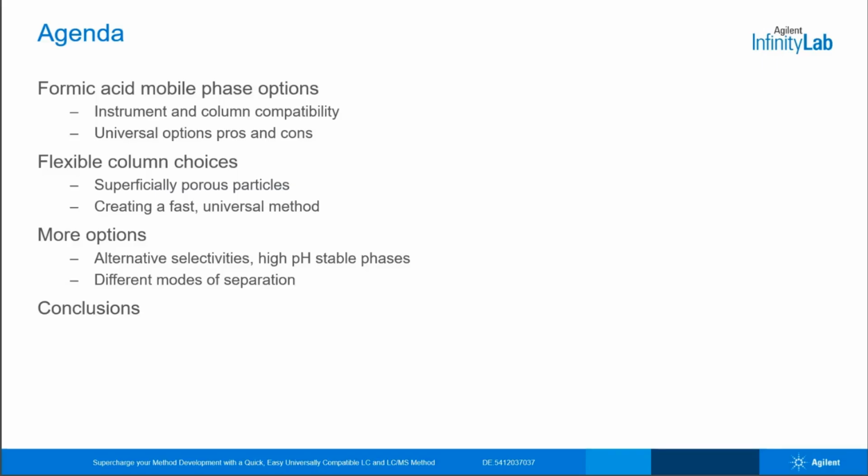Here is a quick overview of this presentation, which will focus on fast, simple, reverse phase LC method development. First, I will discuss formic acid in LC mobile phase options and consider their instrument and column compatibility, as well as which options are the most universal. Next up will be flexible column choices and how the right phase on a superficially porous particle can speed up method development, leading to fast, universal, compatible methodology.